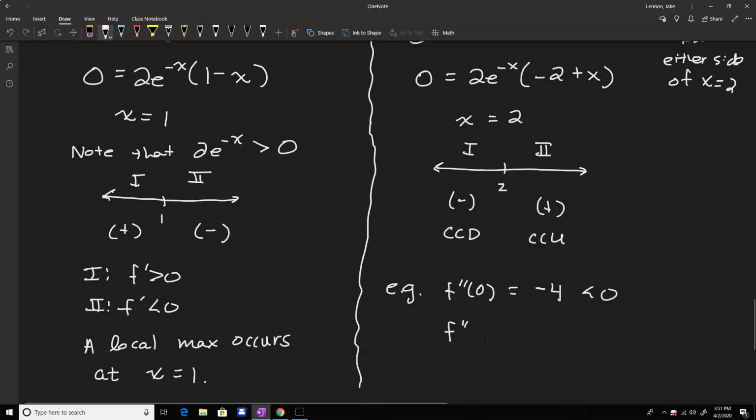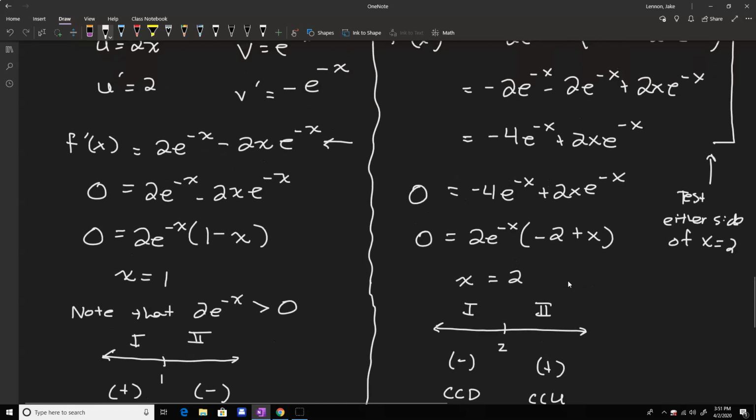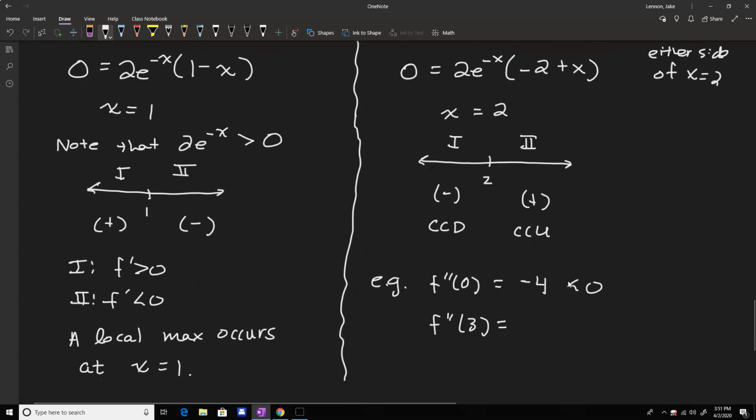And the second derivative in region 2, we need to plug in an x value larger than 2. So let's plug in 3. And if we do that, the point will not be as nice probably. But so I'm going to do negative 4 times e to the negative third power plus 2 times 3 times e to the negative third power again. And I get 0.10. So I get something greater than 0.